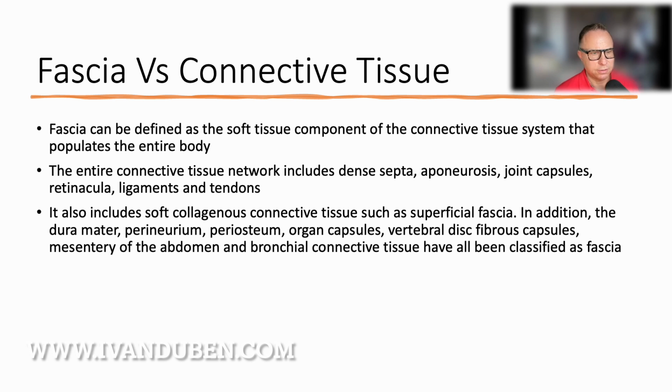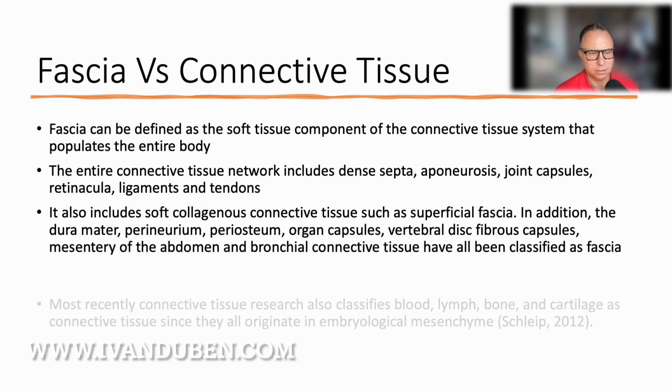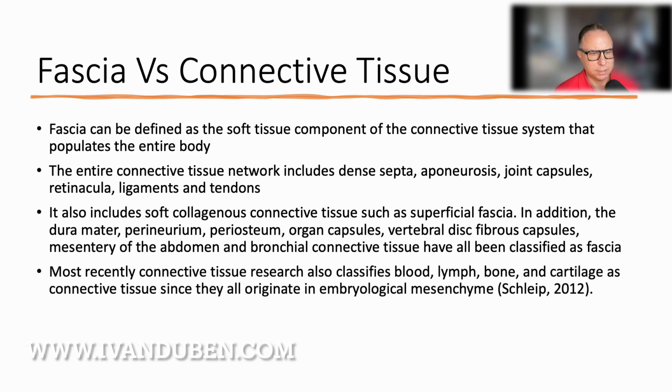In addition, the dura mater, perineurium, periosteum, organ capsules, vertebral disc fibrous capsules, mesentery of the abdomen, and bronchial connective tissues have all been classified as fascia. Most recently, connective tissue research also classifies blood, lymph, bone, and cartilage as connective tissue, since they all originate in embryological mesenchyme.